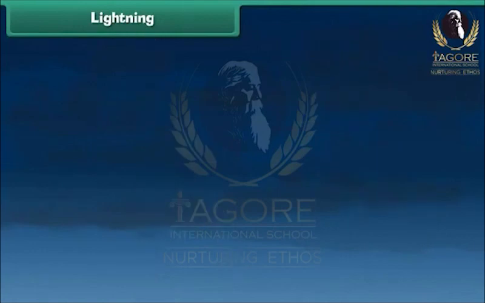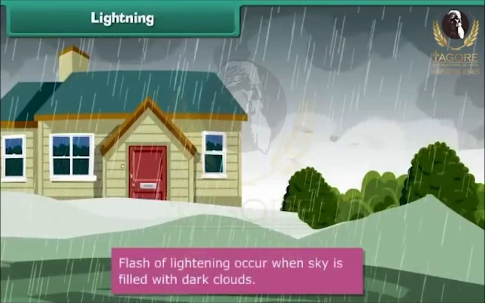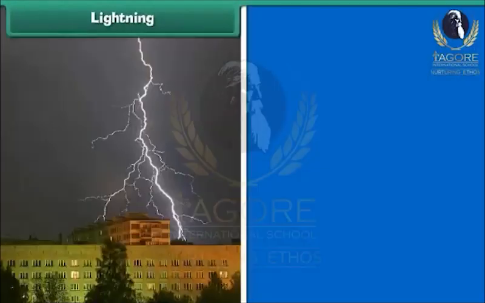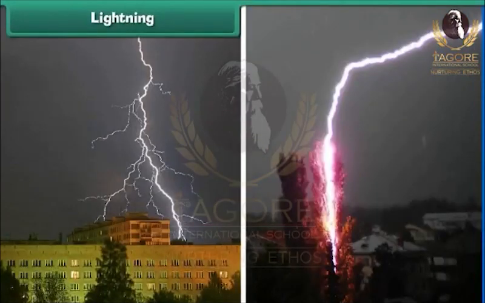Students, you know that lightning is also a natural disaster. During the rainy season, when the sky is filled with dark clouds, we see flashes of lightning in the sky. The lightning may strike the buildings, trees, or a field. When lightning strikes, the existing things at that place burn. Sometimes animals and even people die due to lightning.